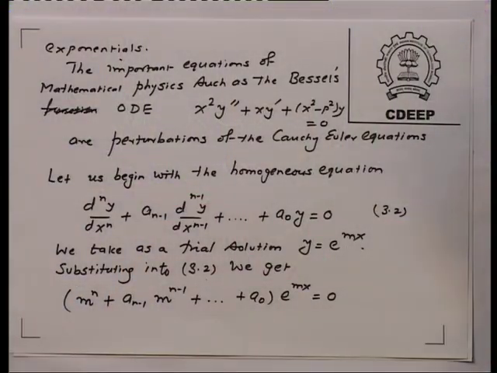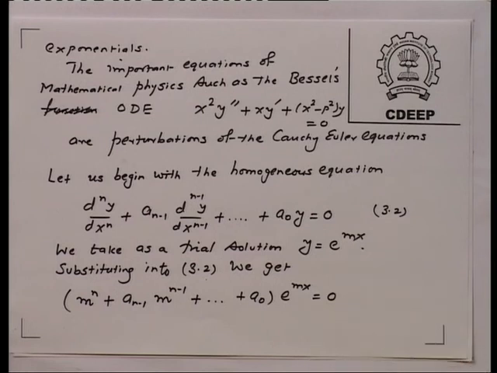Then we will move on to Cauchy-Euler equations also towards the end of the chapter. The Cauchy-Euler equations are of the form x squared y double prime plus xy prime plus constant times y. Notice that Bessel's equation is very closely a Cauchy-Euler equation. Suppose I just look at x squared y double prime plus xy prime minus p squared y, just these three terms. You see, in Bessel's equation, there are 4 terms, correct? If you just keep 3 of those terms, then it is a Cauchy-Euler equation.